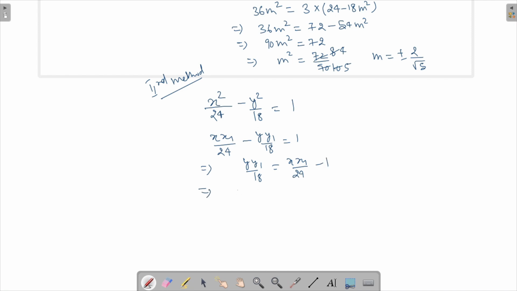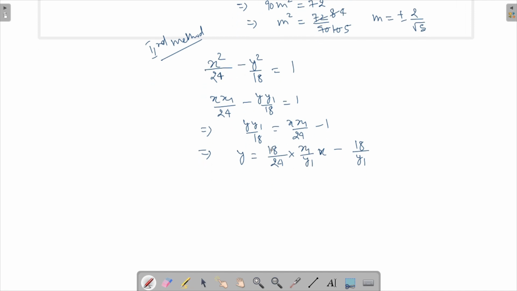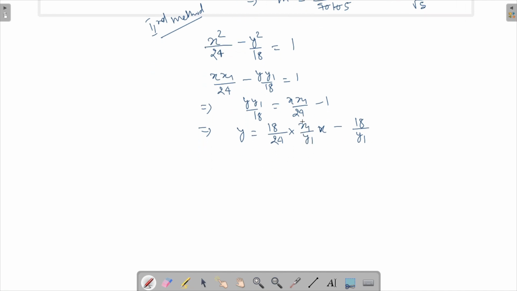And then you could write this as y equals 18 upon 24 into x1 by m1 into x minus 18 by y1. Why did I do it? Because I wanted to get the slope in terms of this, right? Now this is the slope of the tangent. So the slope of the normal will be the reciprocal of it with a minus sign. So this will be 3 by 4, right?